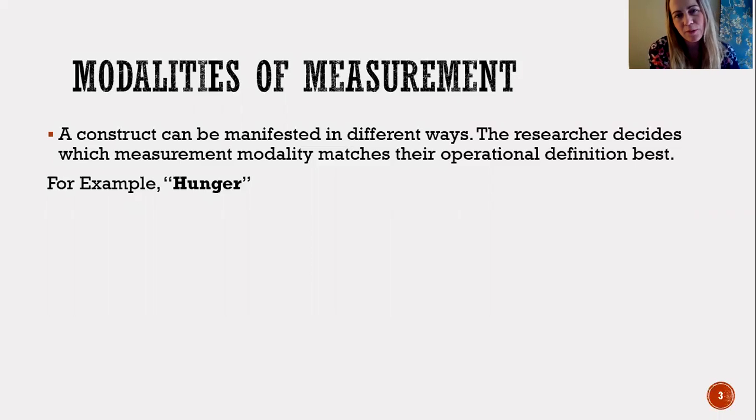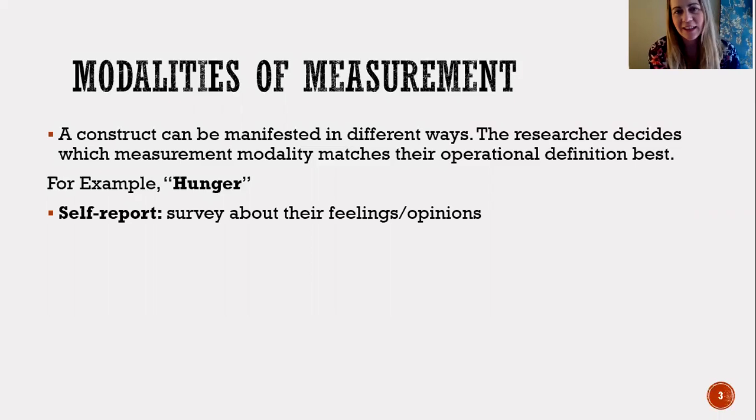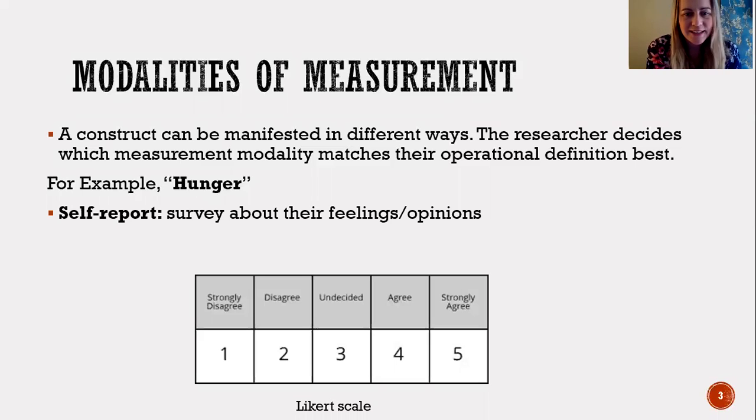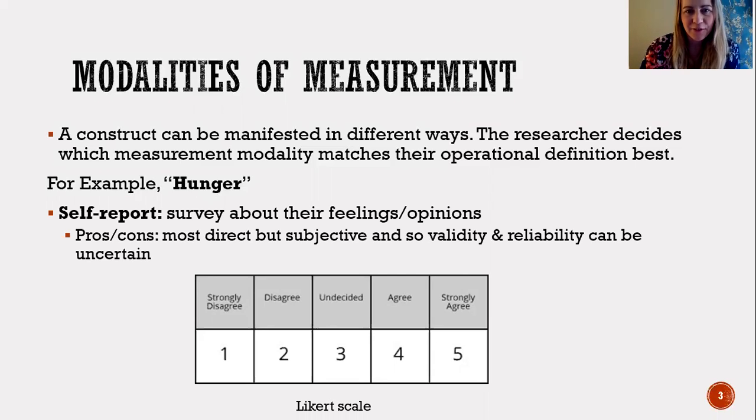Well, maybe for you, the most important aspect of hunger is how somebody feels, their subjective feeling of hunger. If this is the case, then you would want to measure hunger using a self-report questionnaire or survey. This is an example of one. It's on a Likert scale. You've probably seen these kind of questions before. The benefit of a self-report measurement is that it measures your construct in a really direct way, but the downside is that it's subjective.